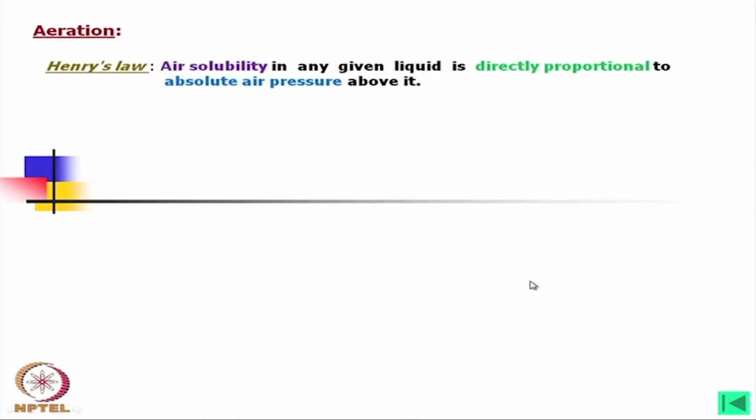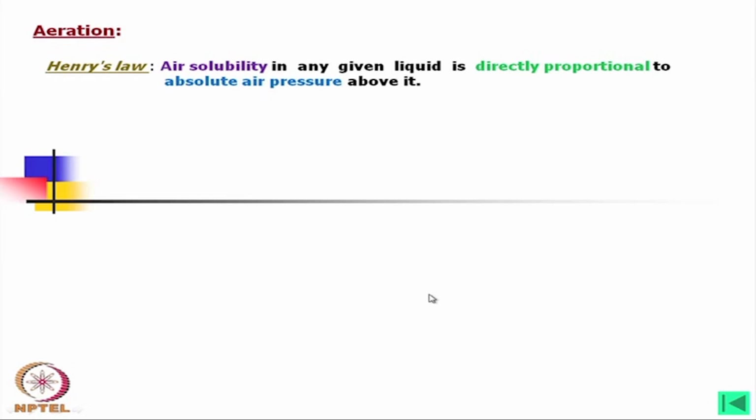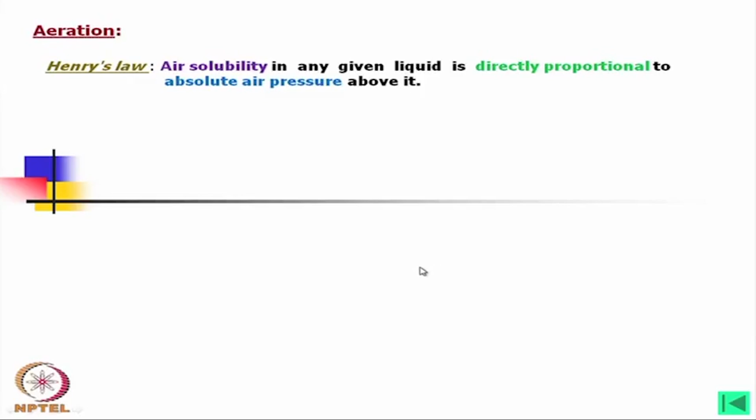Now, aeration is actually air solubility in the liquid. There is Henry's law, and according to that, air solubility in any given liquid is directly proportional to the absolute air pressure above it. Just try to visualize: air solubility in any given liquid is directly proportional to the absolute air pressure above it. That means, if you trap the oil in a vessel and pressurize it, the solubility will decrease. But a particular oil, when exposed to atmospheric pressure, has its own aeration inside it. That can be controlled by additives, but perhaps cannot be fully eliminated. It can be found by experiments.